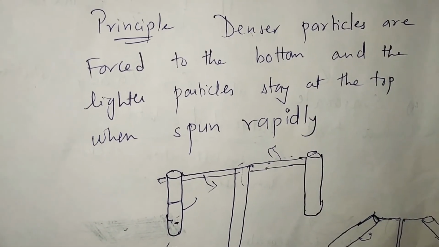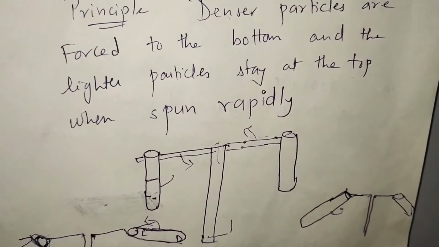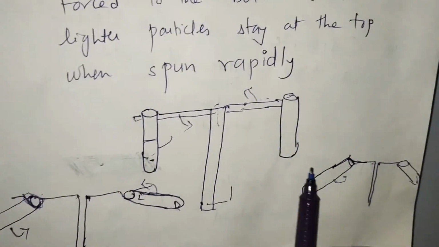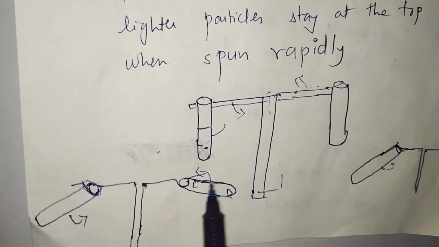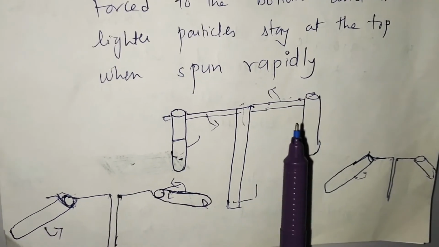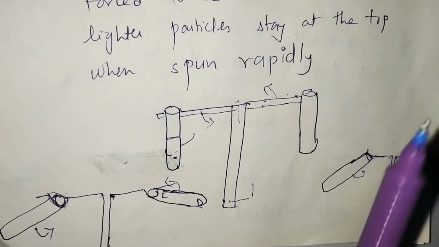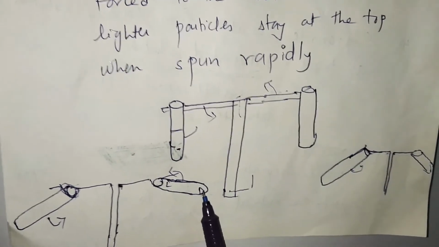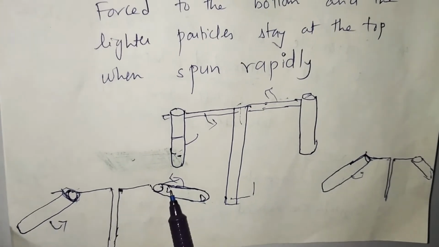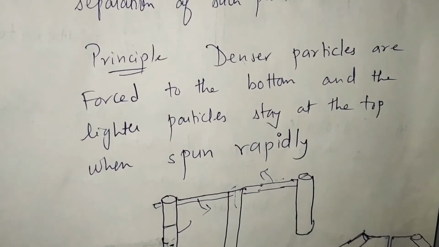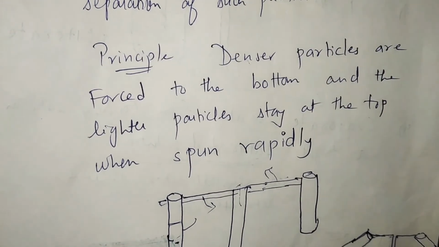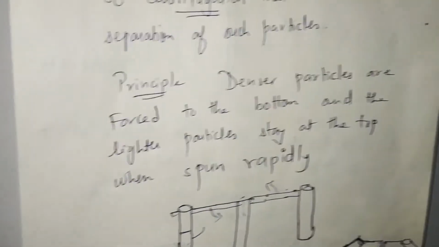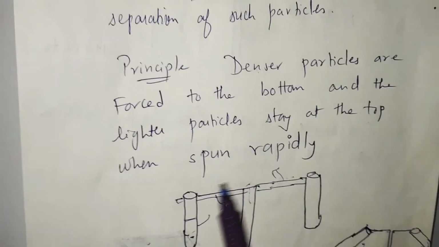When they are spun rapidly, the test tubes move in this way, you can see. There is a centrifuge machine in which they are rotating at a very high speed, and the particles which are denser will go to the bottom and the lighter particles will come to the top. This kind of method is used in separation of cream from milk, and blood components are separated in this way. So this process is just based on density.